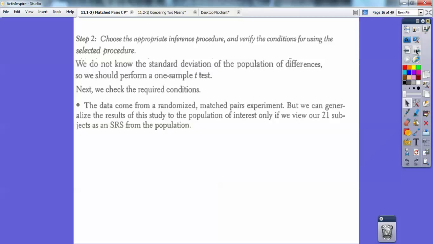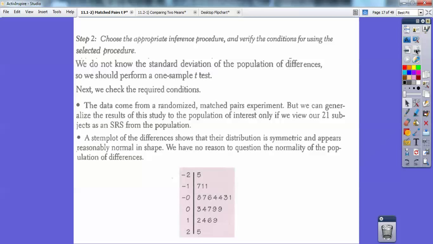All right, so next, check the requirements. Okay, the data comes from a randomized matched pair experiment, but we generalize the results of the study to the population of interest only if we view our 21 subjects as an SRS of the population. And we don't know. They didn't tell us it was an SRS. You need to state that.